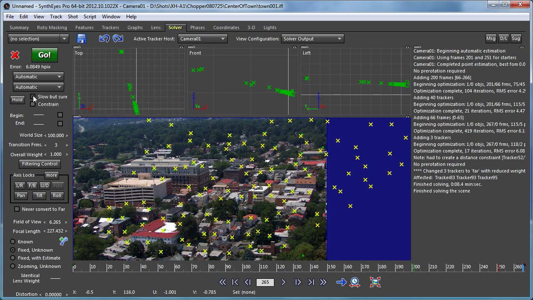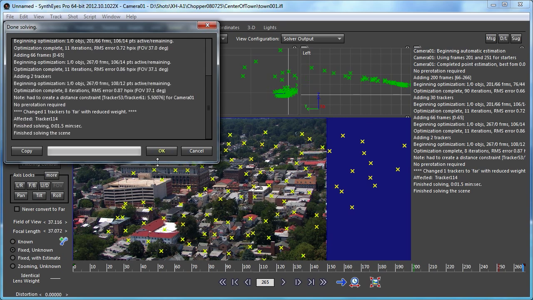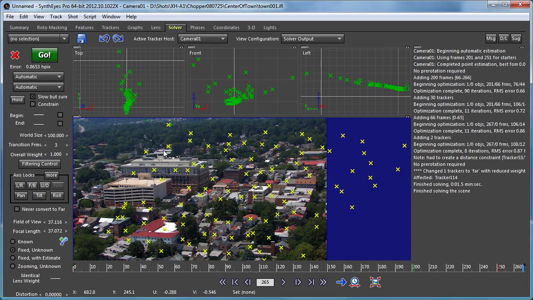So our first line of defense is to turn on this slow but sure checkbox. And sure enough, once we fire up the solver again, it then finds the correct solution. And you see we get a field of view around 37, 38 degrees, and we get a comparatively low error. So we've gotten really the right solution here.